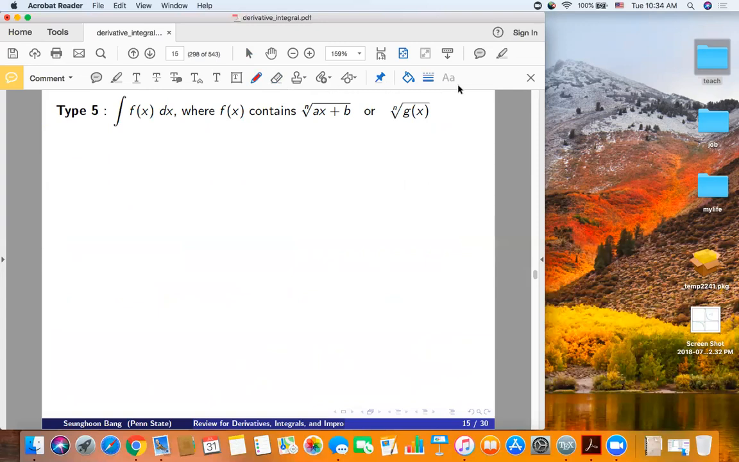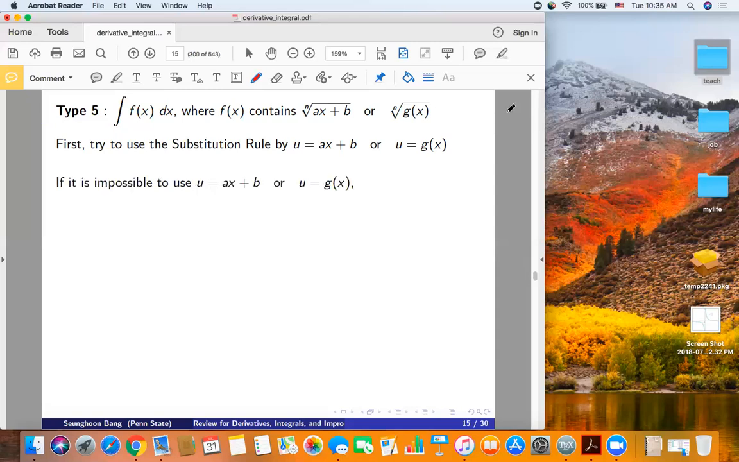Type 5. Integral of f of x dx, where f of x is the nth root of ax plus b or the nth root of g of x. First, try to use the substitution rule with u equals ax plus b or u equals g of x, like in the function. If it is impossible to use this one, you can change to u equals the whole nth root of ax plus b, or u equals the nth root of g of x.